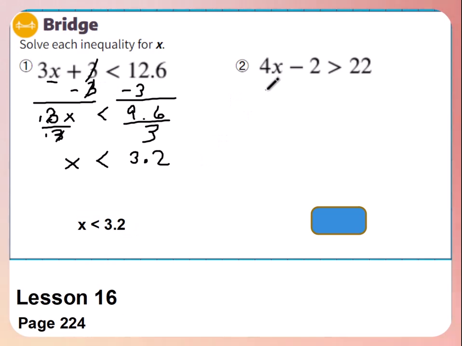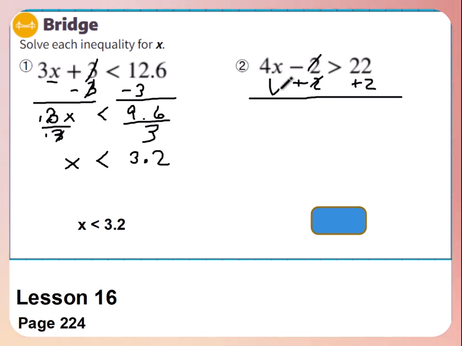All right, moving on to question number 2. We're going to solve this inequality the same way. We're going to start by adding 2 to both sides. To get rid of the 2 on the left, this is going to become 0, so I'll just cross it out. But whatever you do to the left, you have to do to the right. So remember that you added 2. We're going to add 2 here.